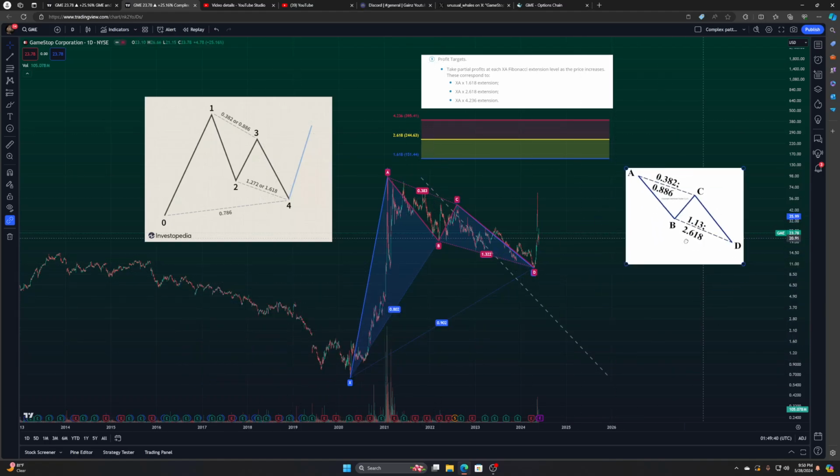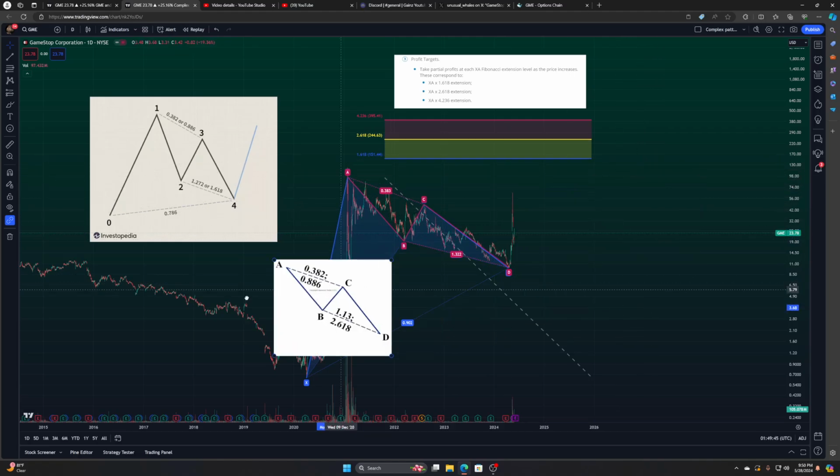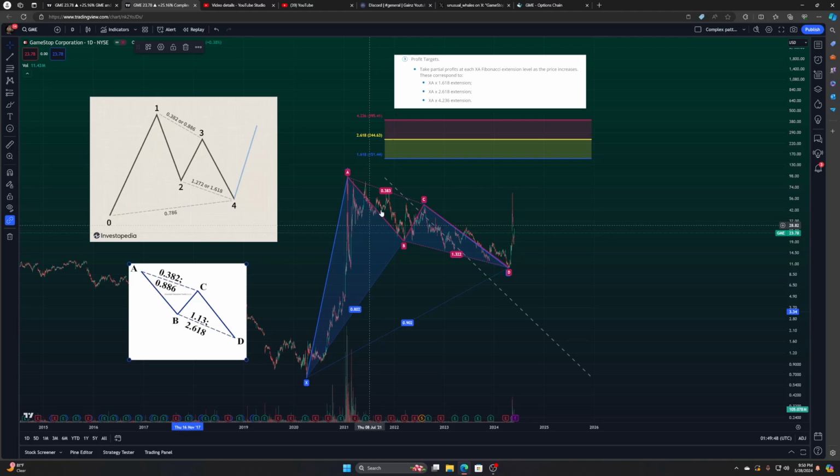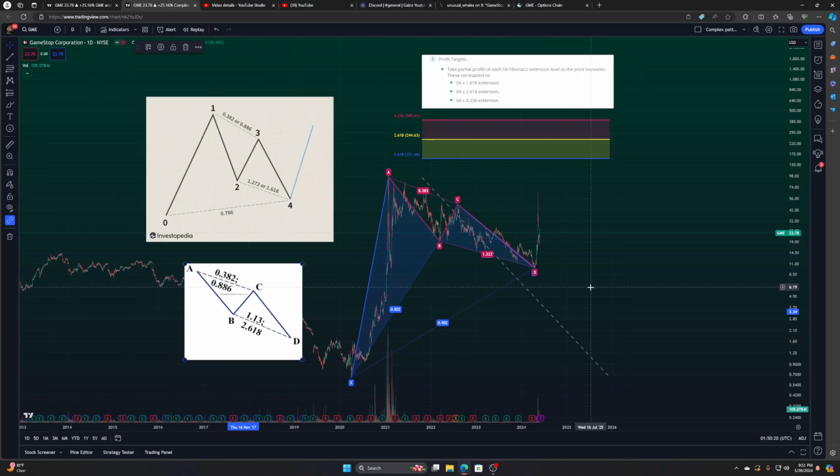Just as an extra throw in, we have this diamond harmonic. So this is called an extended diamond pattern. Again, we hit the 0.382 extension from A to C, and then we hit the 1.272 extension on B to D. So these are two harmonics that are in confluence with each other. And this is just another bull case for GME, and it's just beautiful. There's nothing else to be said.